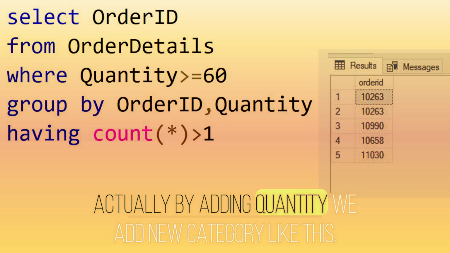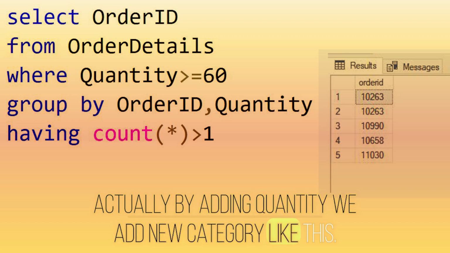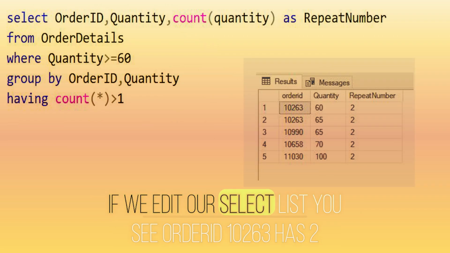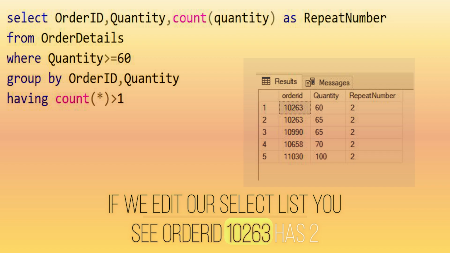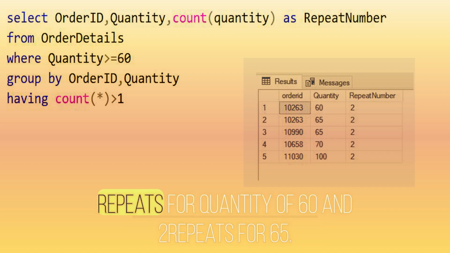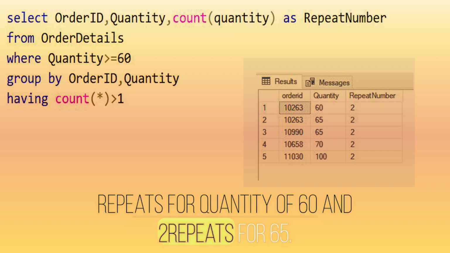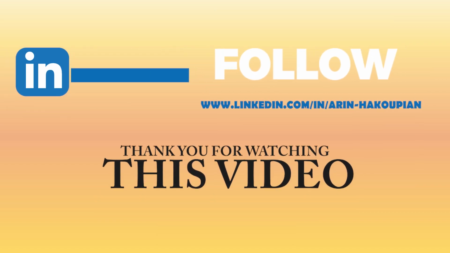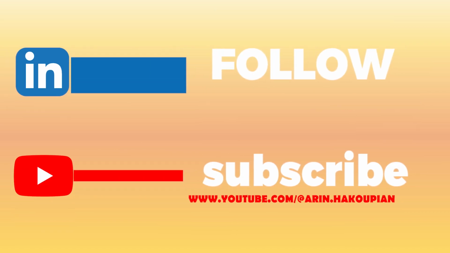Actually, by adding quantity, we add a new category like this. If we edit our select list, you see order ID 10263 has 2 repeats for quantity of 60 and 2 repeats for 65.